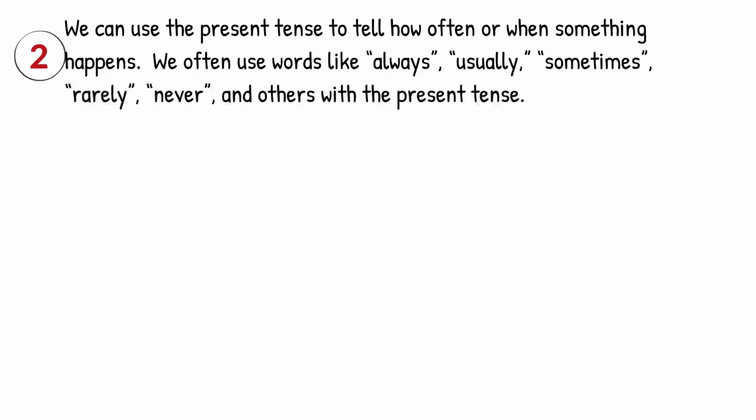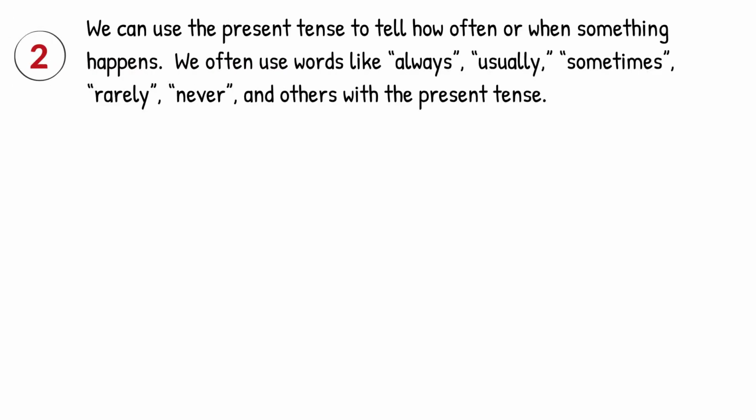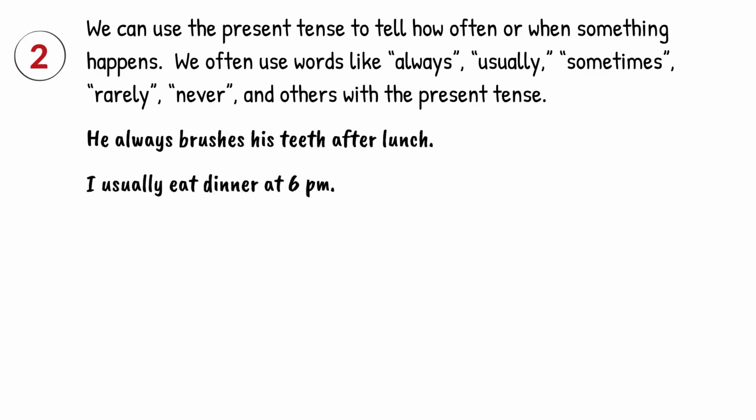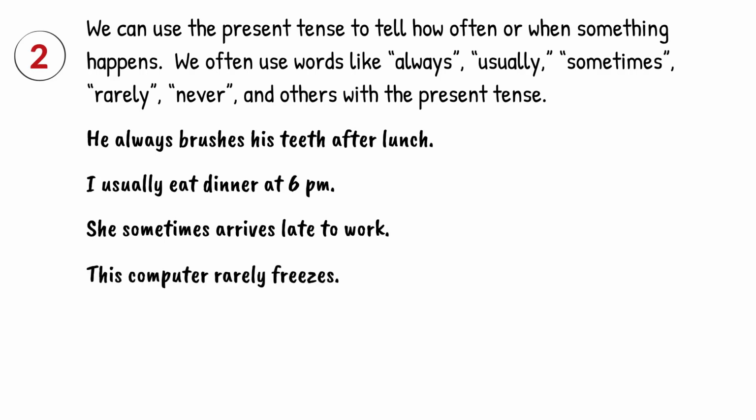Second, we can use the present tense to tell how often or when something happens. We often use words like always, usually, sometimes, rarely, never, and other words with the present tense. Here are some examples. He always brushes his teeth after lunch. I usually eat dinner at 6 p.m. She sometimes arrives late to work. This computer rarely freezes. I never drink wine.